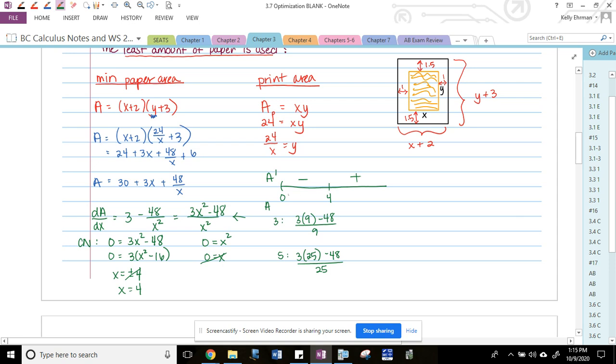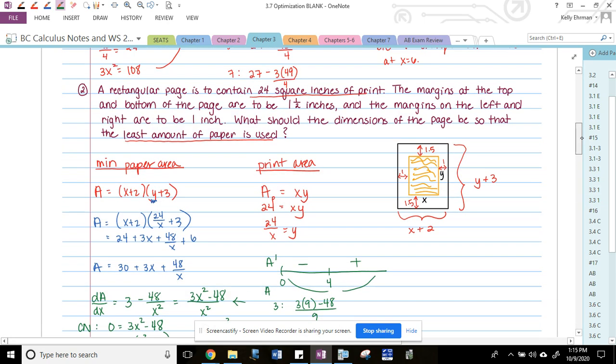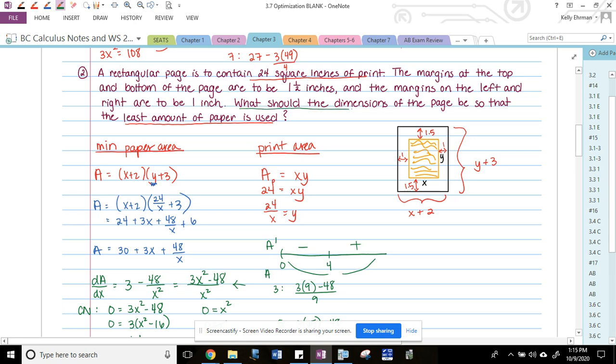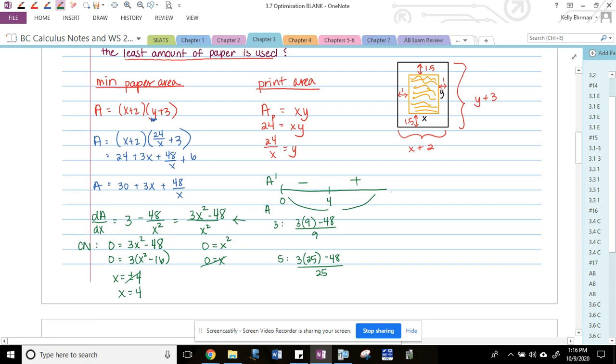So the area decreases and then increases. That shows me that there is a relative min at 4. And the question says, what should the dimensions of the page be so that the least amount of paper is used? It doesn't ask us what that smallest area is, so we don't have to spend time plugging it in. But I would say the minimum paper area occurs when x equals 4.